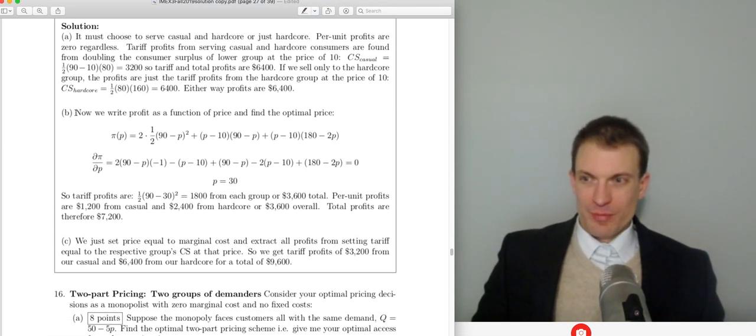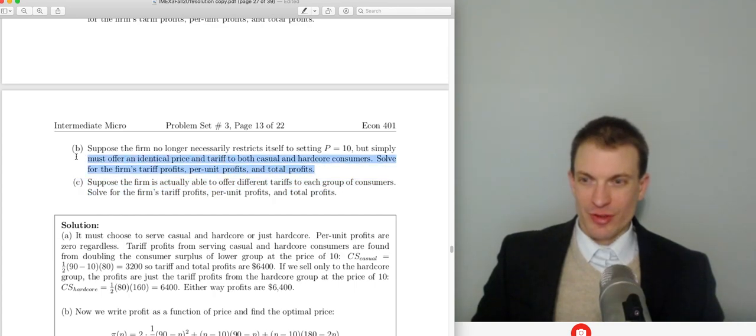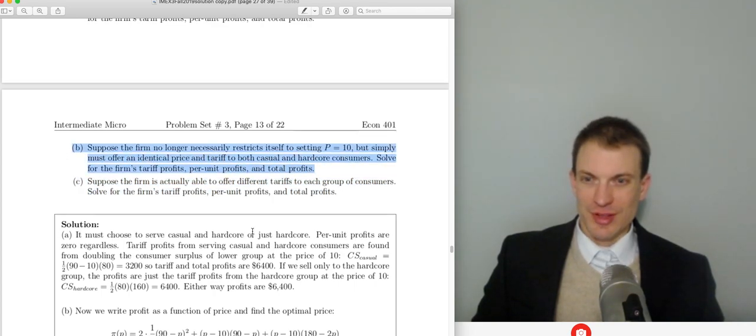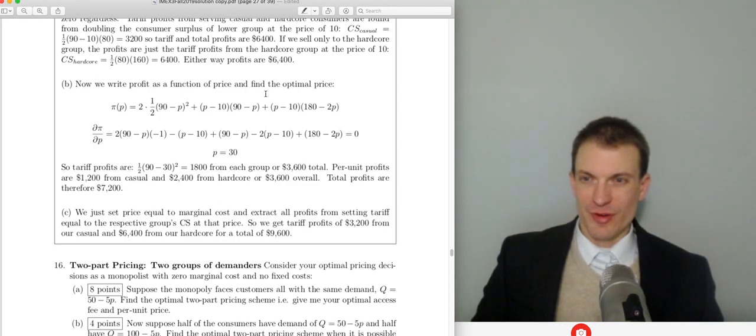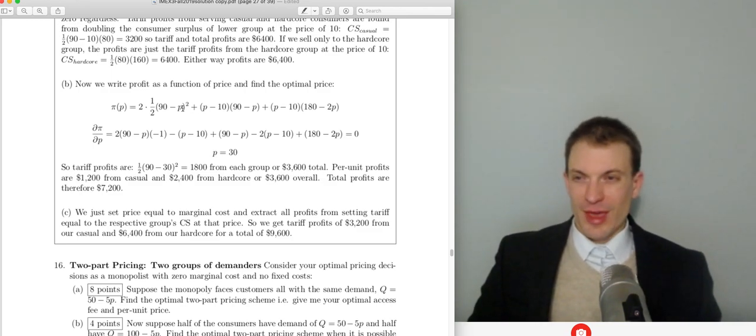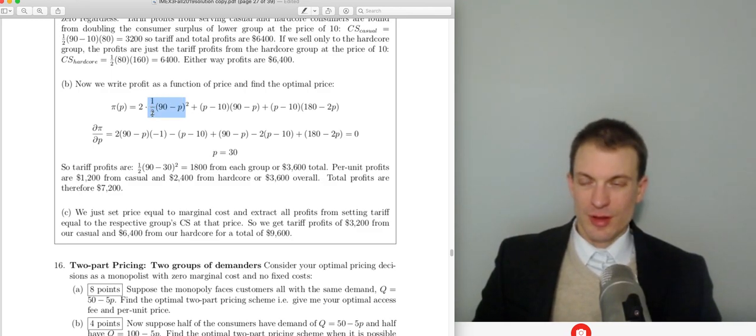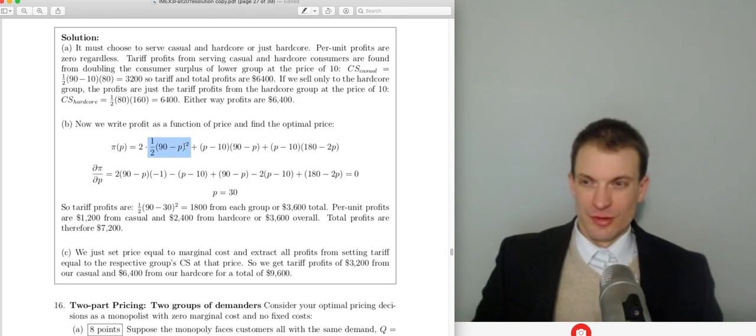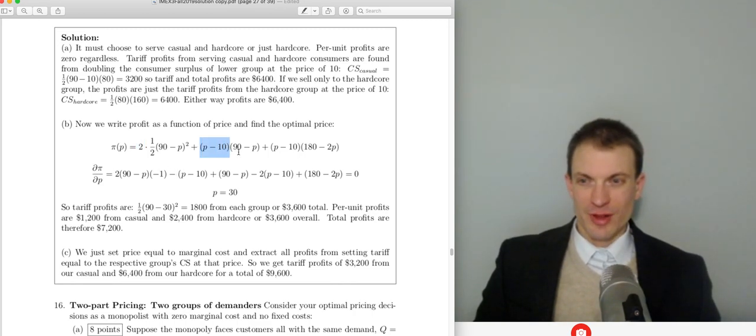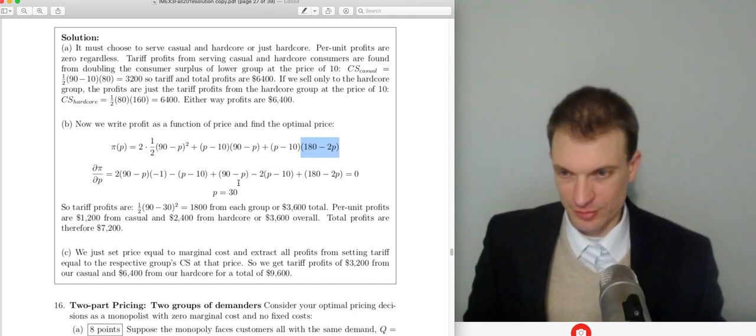Right. So part B, this is where we have to offer the same price and access fee to both groups. Write profit as a function of price and find the optimal price. So here I want to write the access fee equal to consumer surplus of my low group as a function of this price. So it's going to be 90 minus P squared times 1/2 times 2. Why? Because both are buying. Here's the price minus marginal cost. Here's my quantity from my low group or my casual demanders. Here's price minus marginal cost. Here's my quantity from my high demanders.